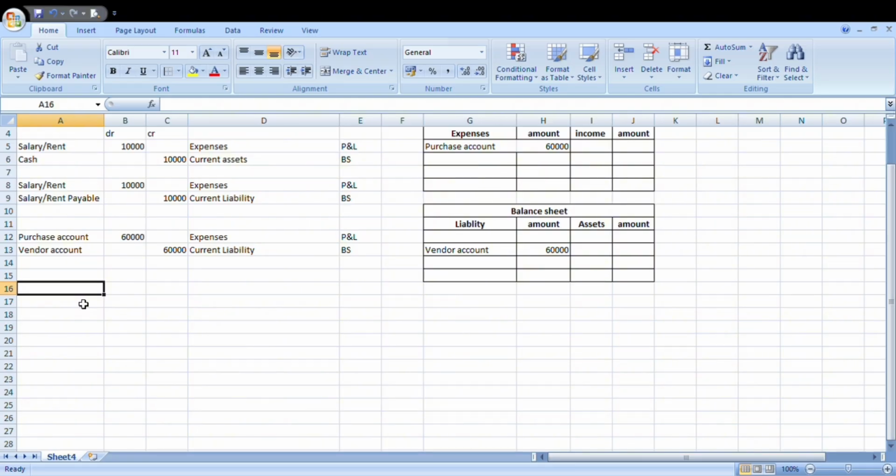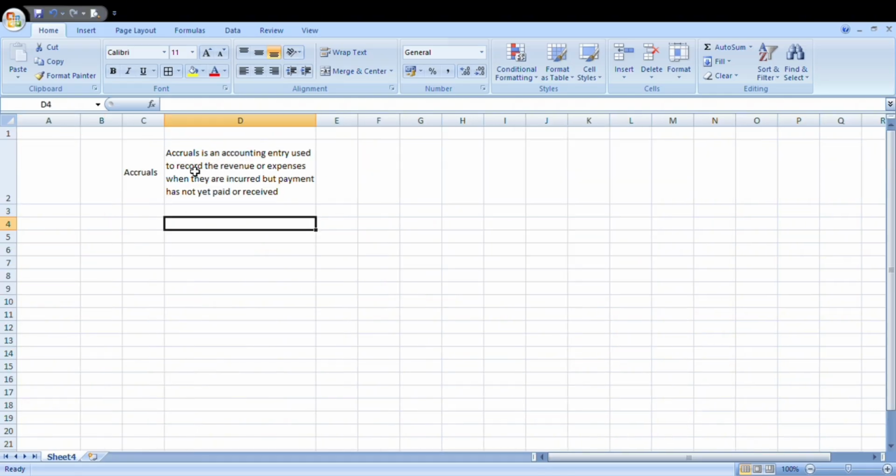So let's understand. Accrual is an accounting entry used to record revenue or expenses when they are incurred. But there is no cash or bank involved. Here the payment has not yet been paid or received. So we did not pay anything, we did not receive anything. So this is the accrual concept. Let's understand with examples. I will take salary or rent.